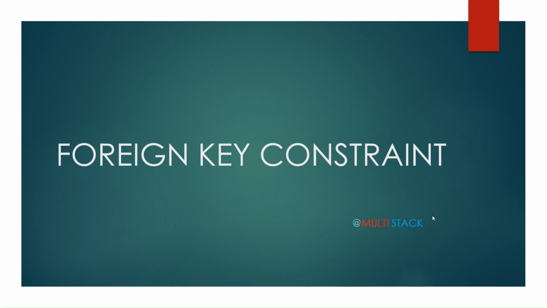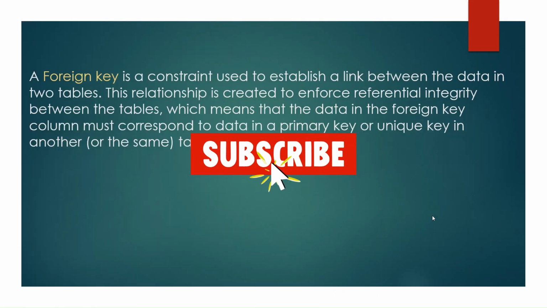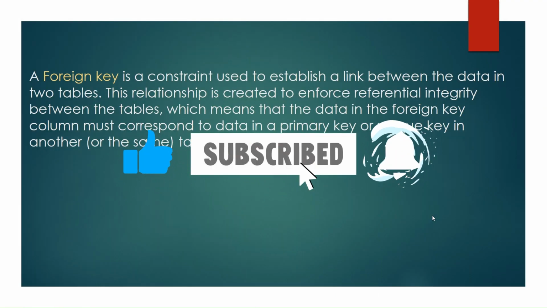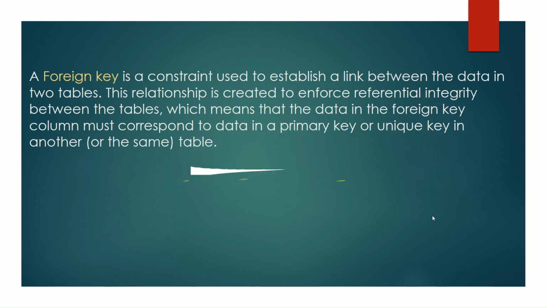Today's topic is foreign key constraints. Today we will learn about the foreign key. Let's start. So what is a foreign key? A foreign key is a constraint used to establish a link between the data in two tables. This relationship is created to enforce referential integrity between the tables, which means that the data in the foreign key column must correspond to data in a primary key or unique key in another or the same table.